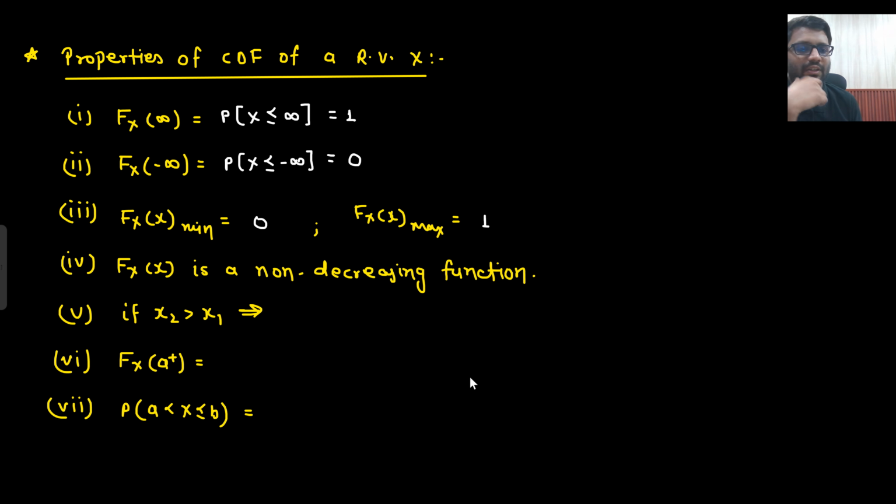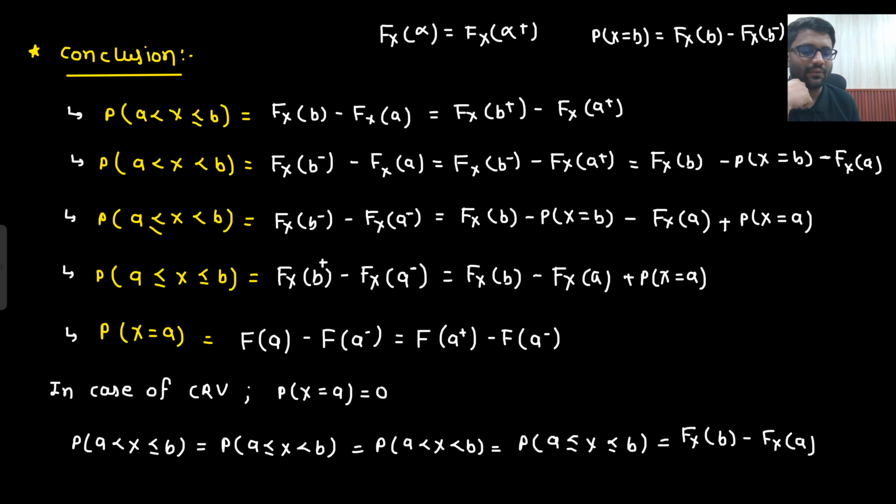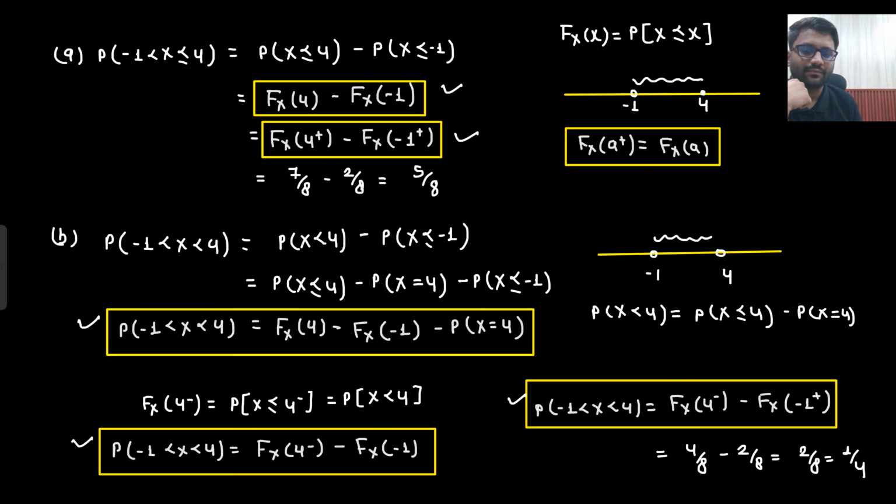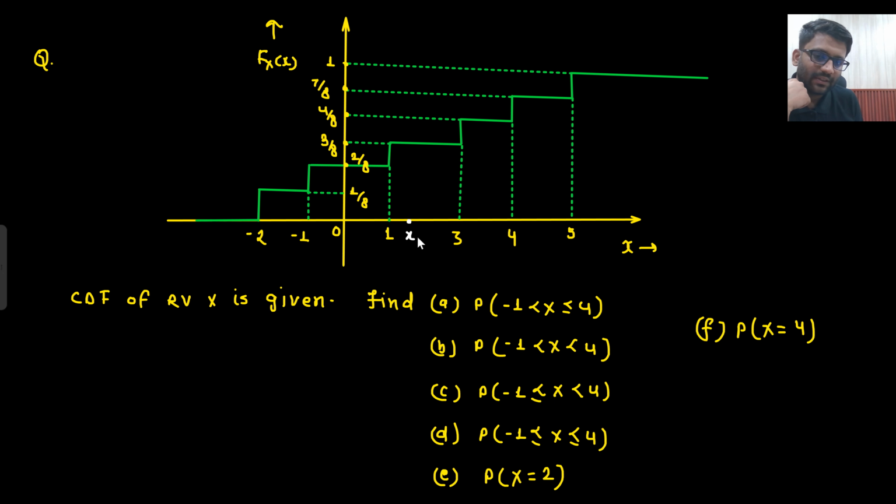If x2 is greater than x1, that means F_X(x2) would be greater than or equal to F_X(x1). You see this graph. Let's just say this is my x1 and this is my x2. So you know that x2 is greater than x1. So values are equal here. F_X(x2) is equal to F_X(x1). Are you able to understand this point? Here, if I say this is my x1, this is my x2, I can say that F_X(x2) is equal to F_X(x1), which is equal to 3 by 8.